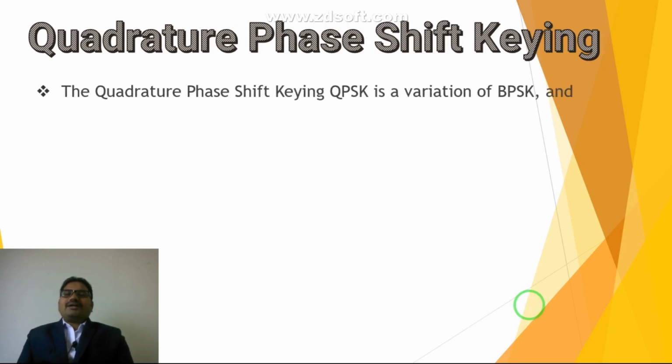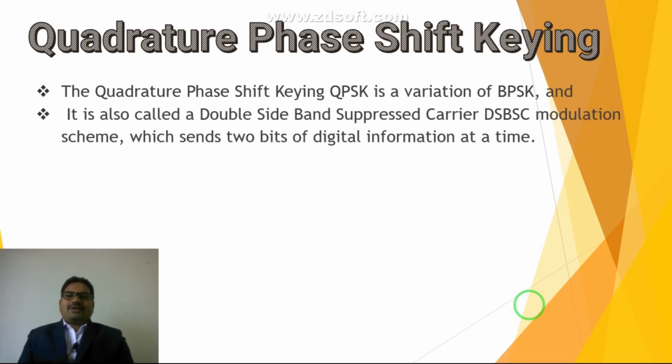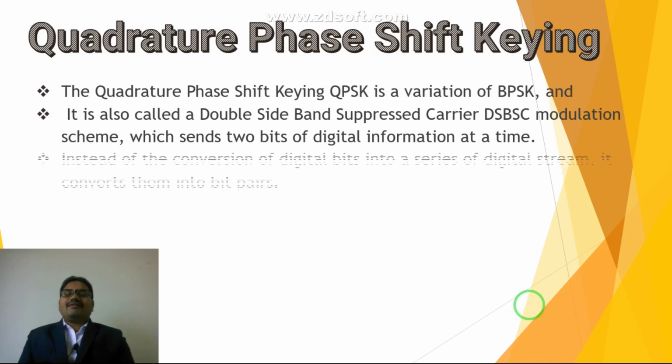Now, quadrature phase shift keying, QPSK, is a variation of what? BPSK. It is also called a double sideband suppressed carrier, that is DSBSC, modulation scheme, which sends 2 bits of information at a time. That could be 00, 01, 10, or 11.